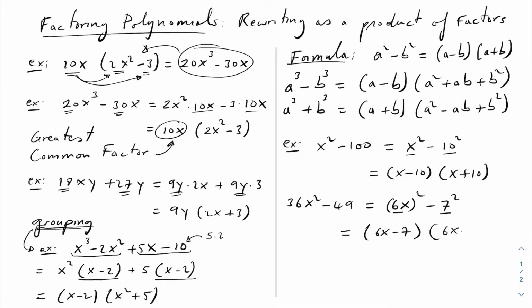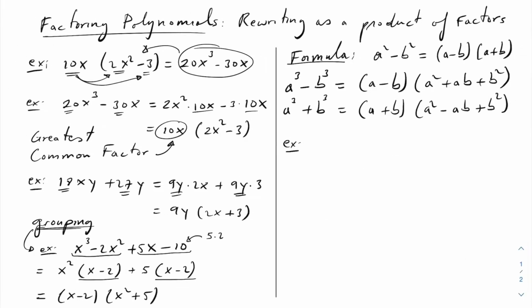Last example here in this category, let's say I give you x to the power 4 minus 16. Again, realizing that this x to the power 4 is the same thing as x squared squared, and the 16 here is the same thing as 4 squared. So this is again a difference of squares, where a is x squared and b is 4. So in this case, you're going to have x squared minus 4 altogether multiplied by x squared plus 4.